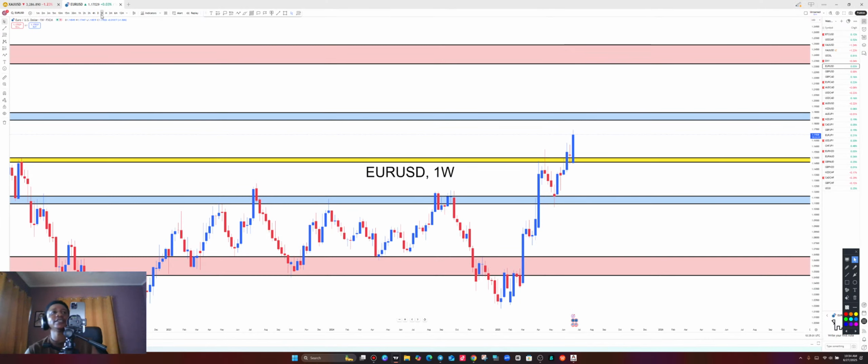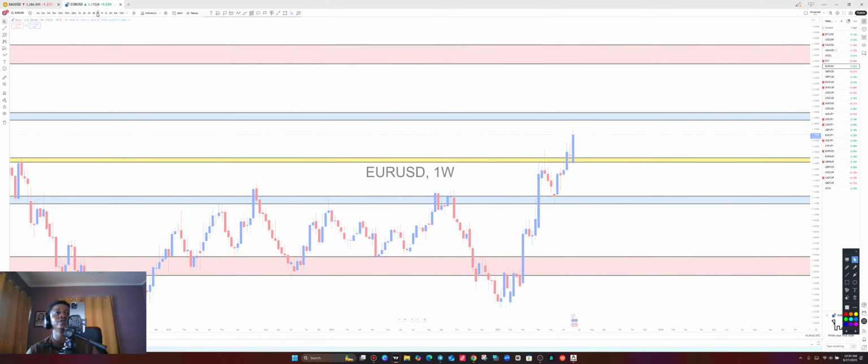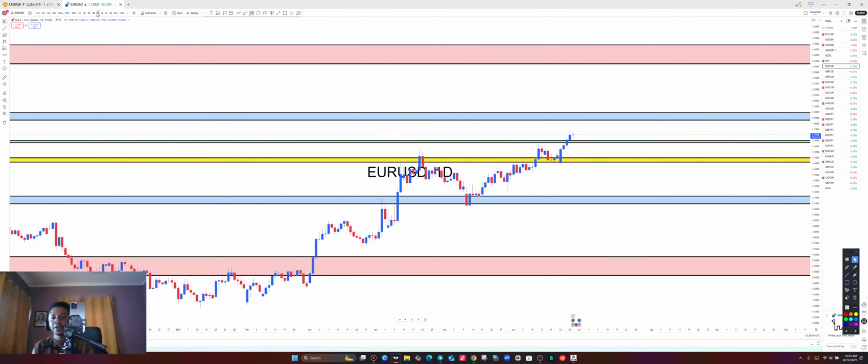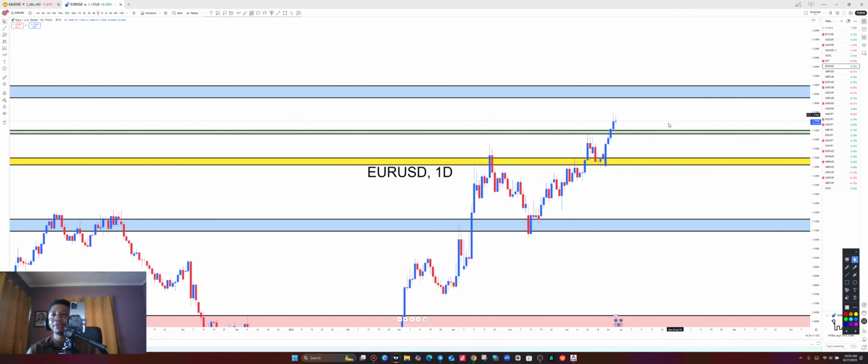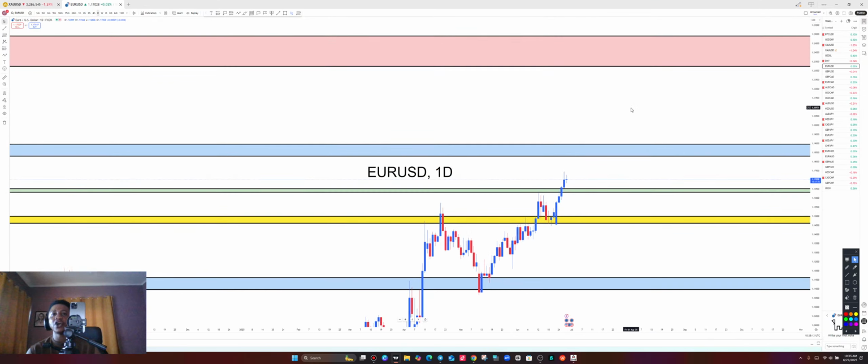Okay, so this is also the daily time frame of EUR USD. I'm seeing a couple of pairs being mentioned. I'll analyze all of them. Be patient with me. This is EUR USD on the daily time frame.